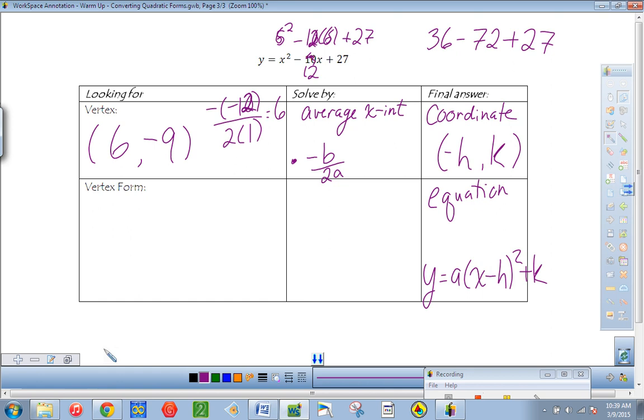Alright, and then what about our equation? How do we find the vertex form? Opposite of H, K. So we already know, what's my opposite of H? 6. So negative 6, and then minus 9, and then what do we need to figure out? A.